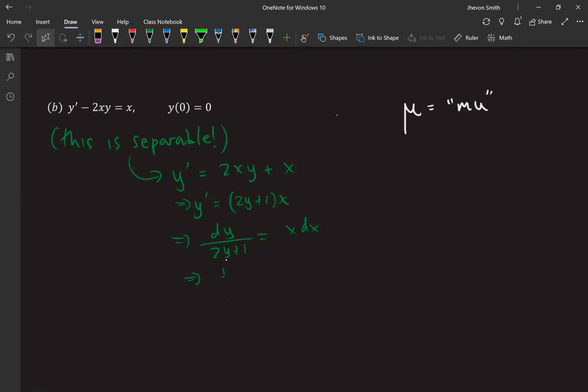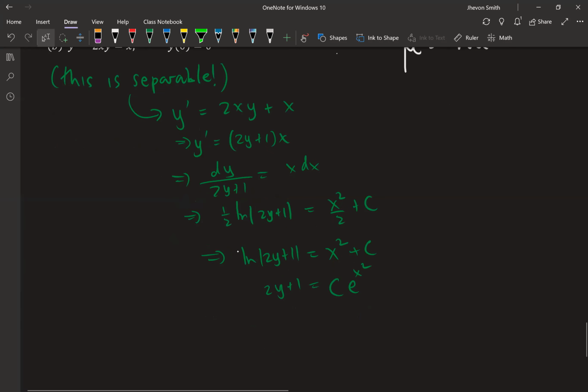So that would give you 1/2 ln of 2y plus 1 equals x squared over 2 plus c. This will give you that ln of 2y plus 1 is equal to x squared plus c. This would mean that 2y plus 1 would be ce to the x squared. And so your y is going to be ce to the x squared minus 1/2. Okay, so this was separable, just went off on a tangent there.